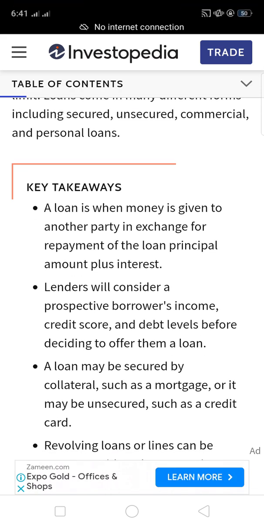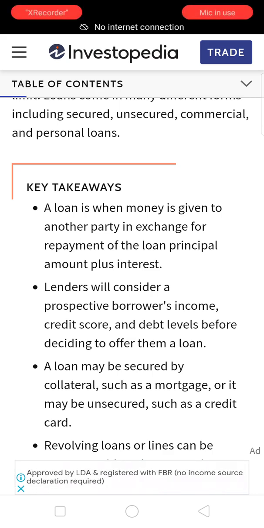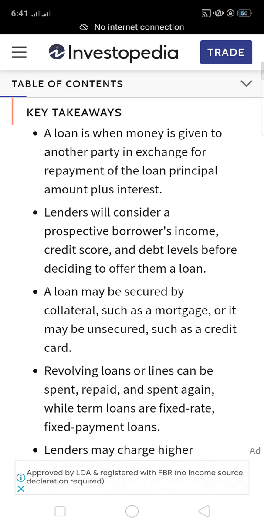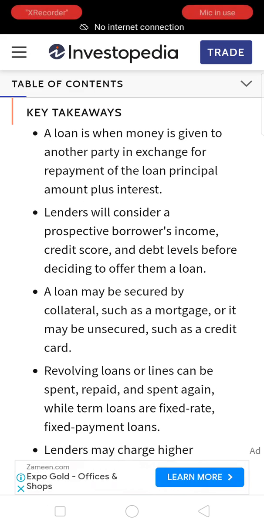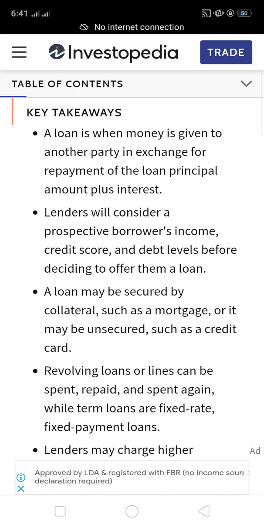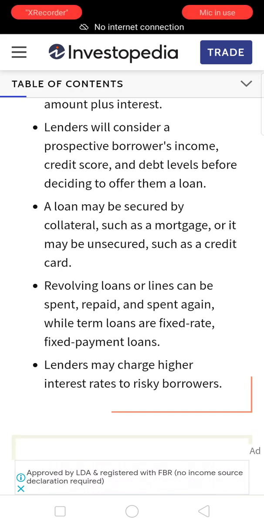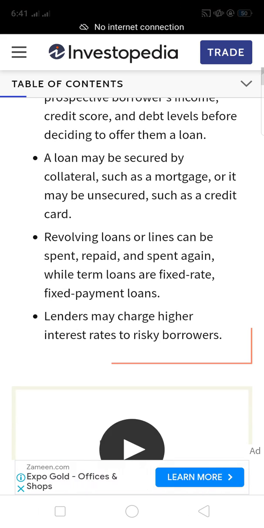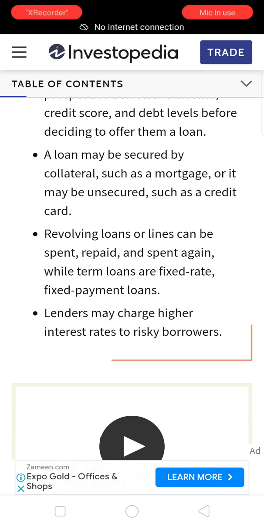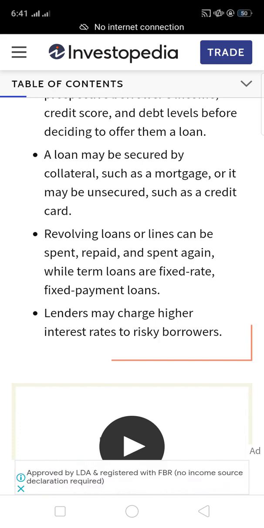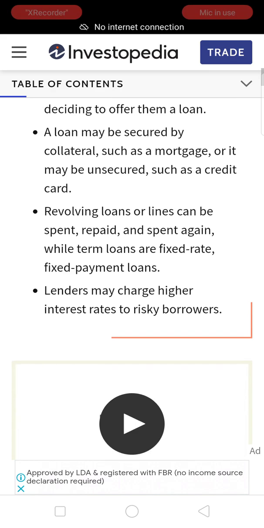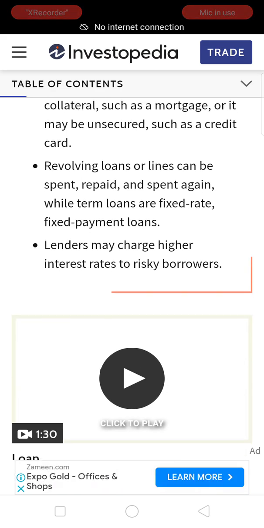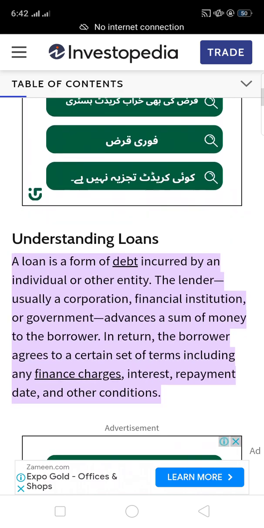Key takeaways: First, a loan is when money is given to another party in exchange for repayment of the loan principal amount plus interest. Second, lenders will consider a prospective borrower's income, credit score, and debt levels before deciding to offer them a loan. Third, a loan may be secured by collateral, such as a mortgage, or it may be unsecured, such as a credit card. Fourth, revolving loans or lines can be spent, repaid, and spent again, while term loans are fixed rate, fixed payment loans. Fifth, lenders may charge higher interest rates to risky borrowers.